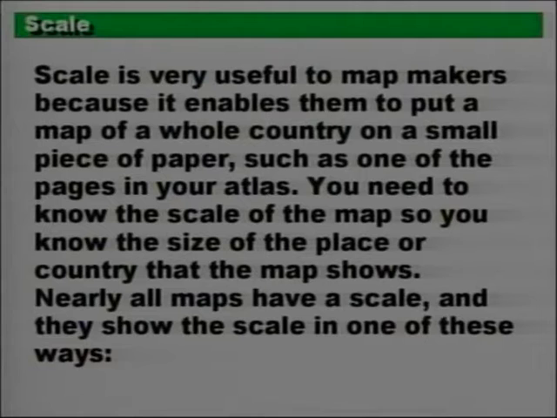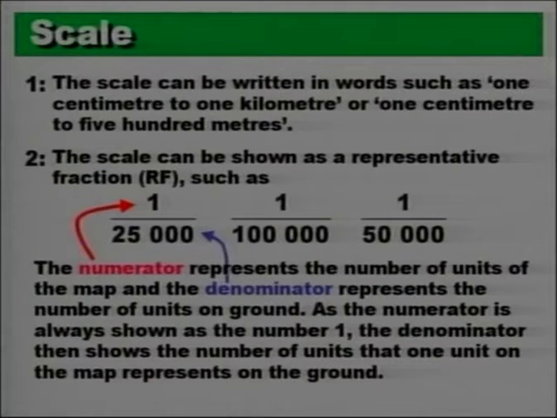And nearly all the maps have a scale, and they also show the scale in one of three ways. So here are the three ways now that scales can actually be shown on any maps. You could have a map that contains all of those three ways, or you could have a map that will have one of those three ways. But however the scale is shown, we should be able to interpret or read the scale correctly so that we are able to calculate the distance if we are asked to do so.